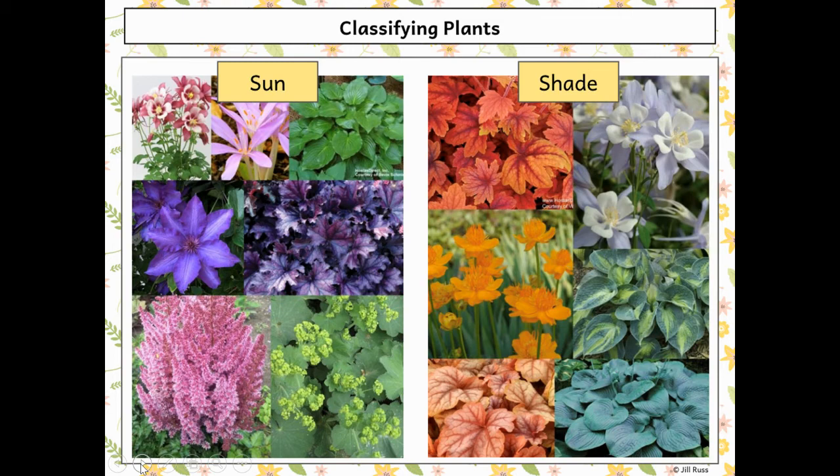Gardeners would. They want to make sure when they're planting these in their garden that they put them in the appropriate spot. If you put a shade plant in too much sun, it's going to burn out and die. If you put a sun plant in too much shade, it's not going to get enough sun to make the food through photosynthesis and therefore will not survive. So a gardener wants to know what kind of plant it is.